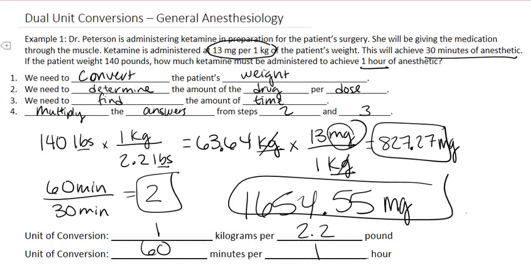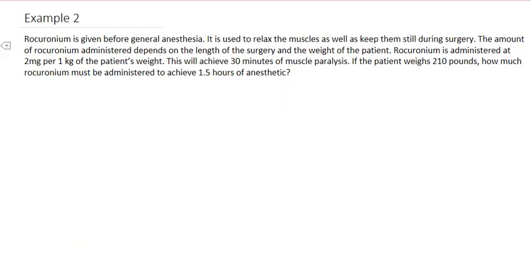Let's look at another example. Example 2. Rocuronium is given before general anesthesia. It is used to relax the muscles as well as keep them still during the surgery. The amount of Rocuronium administered depends on the length of the surgery and the weight of the patient. Rocuronium is administered at 2 milligrams per 1 kilogram of the patient's weight. This will achieve 30 minutes of muscle paralysis. So if the patient weighs 210 pounds, how much must be administered to achieve 1.5 hours of anesthetic?